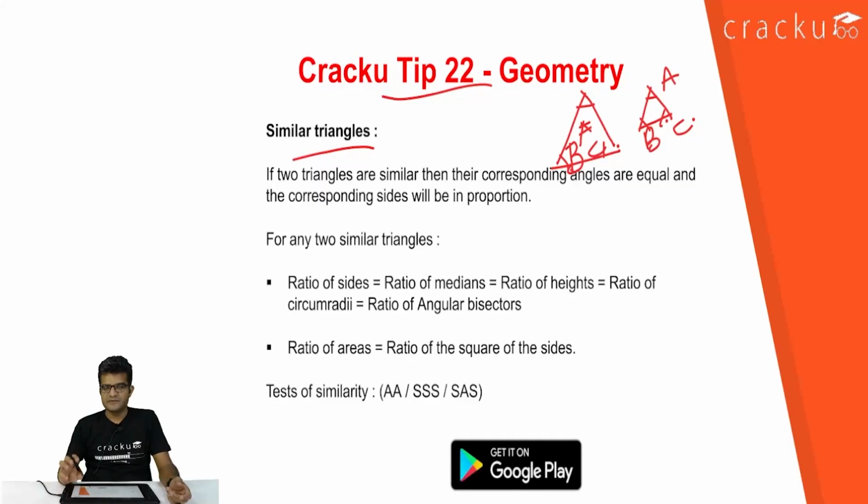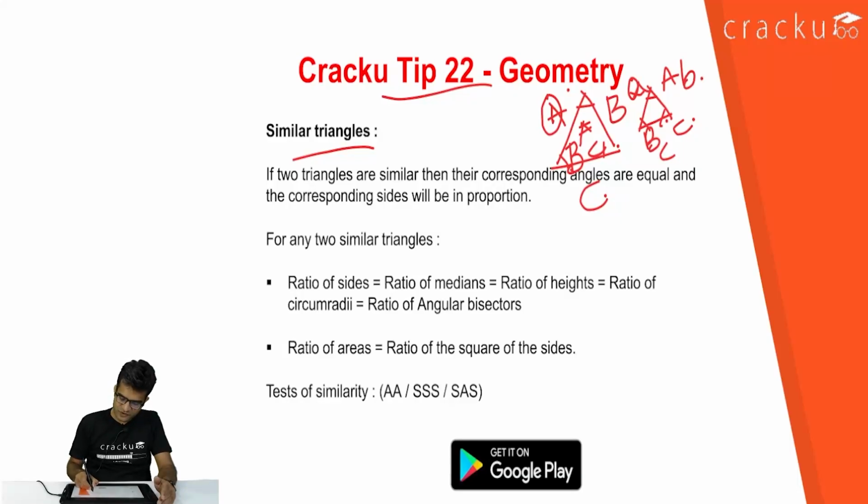And the important property of similar triangles is that all of their angles will be the same and all of their sides will be in exactly the same proportion. That is, if this is A, this is B and this is C, capital A, capital B, capital C, and if this is small a, small b and small c, and if these two triangles are similar, then capital A divided by small a will be equal to capital B divided by small b will be equal to capital C divided by small c.